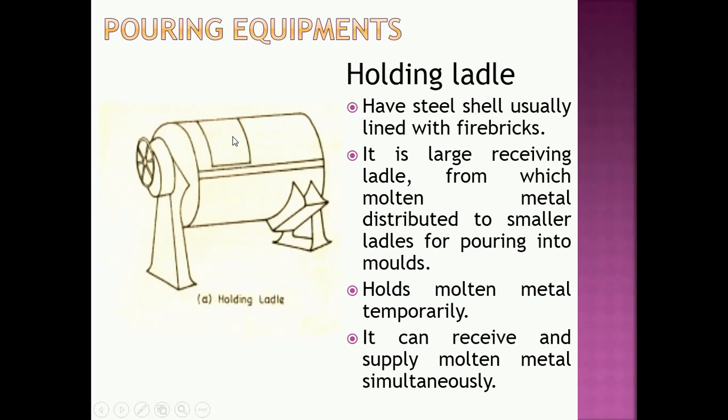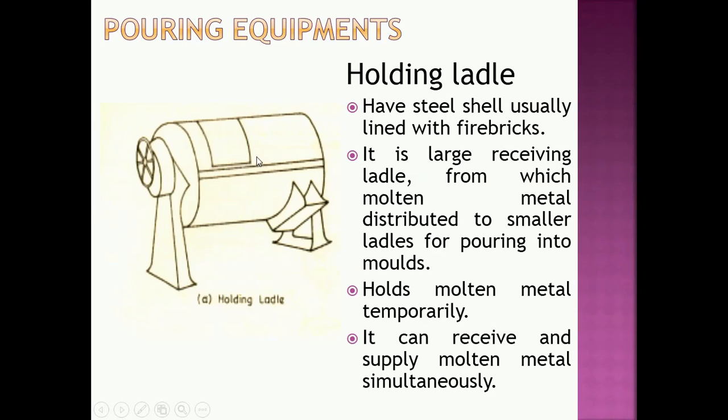At the top this holding ladle has a hole, through which we pour metal inside the holding ladle. At the bottom this holding ladle has another hole through which metal is ladled out, or taken out into the small ladles. This has a steel shell.